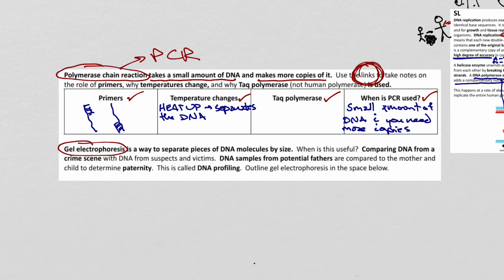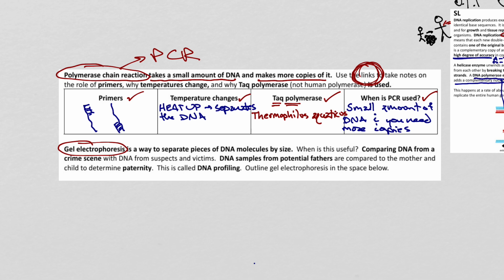Now, we use a different kind of polymerase than our cells use. We use something called Taq polymerase. Taq polymerase comes from the species Thermophilus aquaticus, which is a bacteria that lives in very hot water.